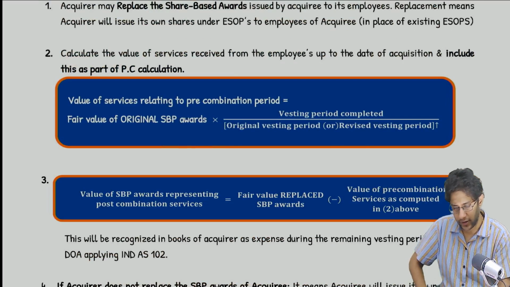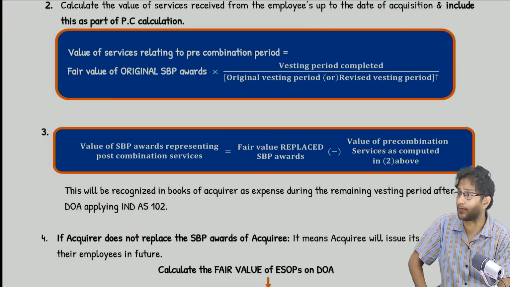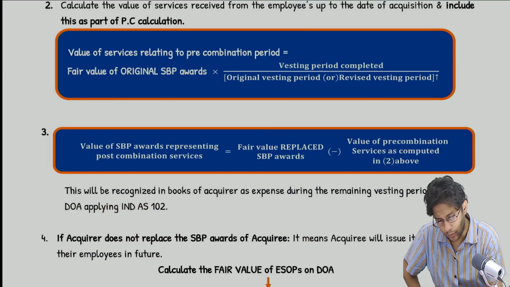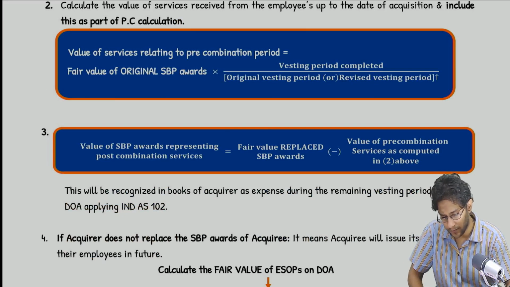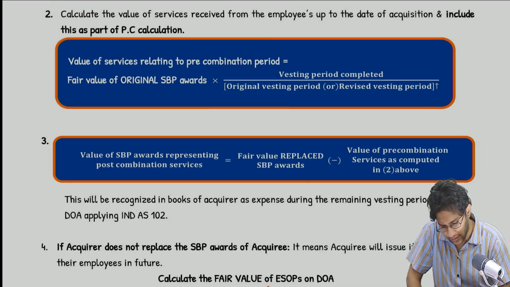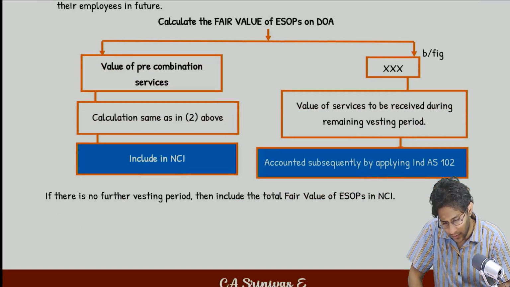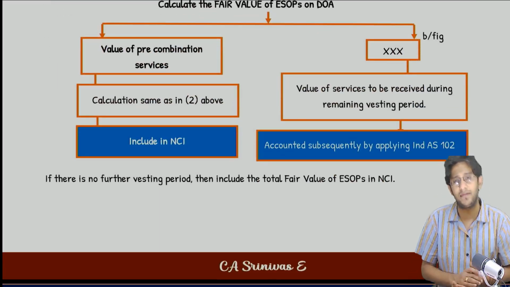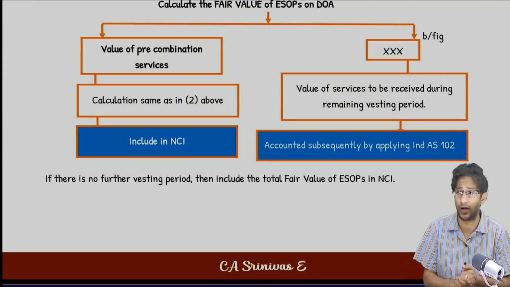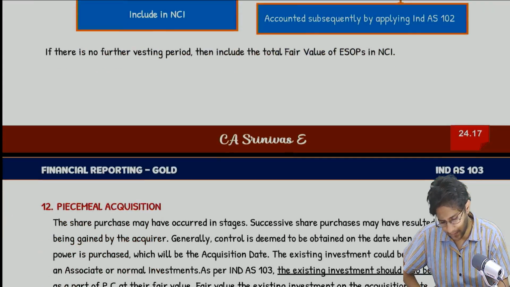So that's what I have given here, sir. Share-based award: one formula for pre-combination services, and post-combination services. So you just have to see whether it's getting replaced or not. If it's getting replaced, add it to PC. Not getting replaced, add it to NC.